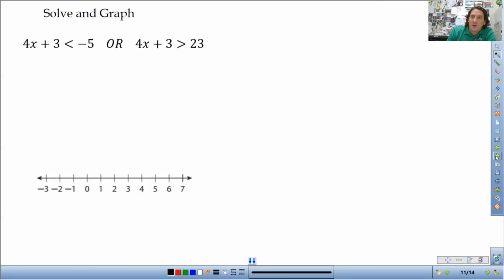All right. And then there are going to be problems where you have to solve and then graph. These are just like the ones we did the other day, where you need to solve the inequality first. So I'm going to just do each inequality individually.